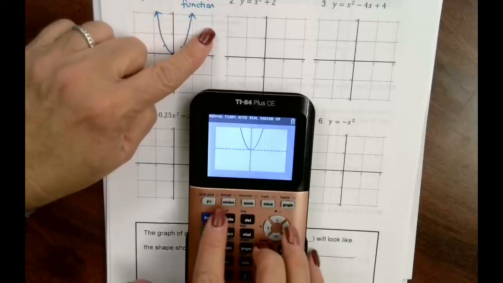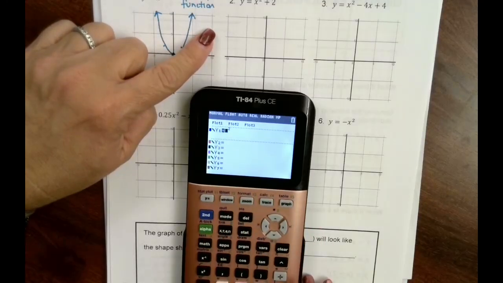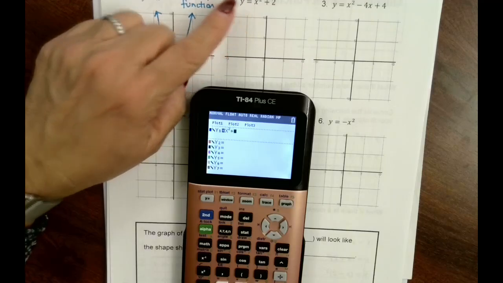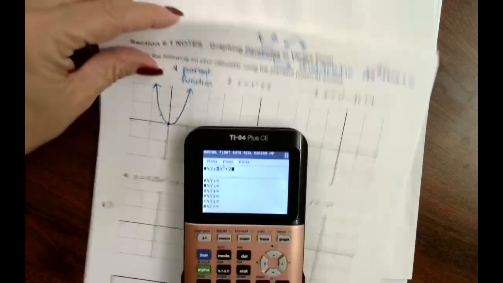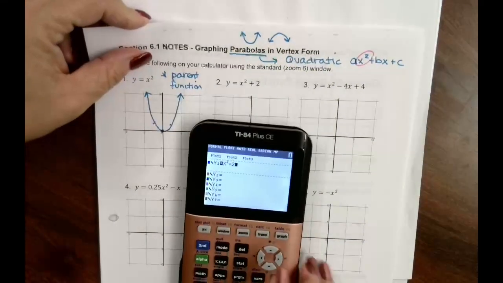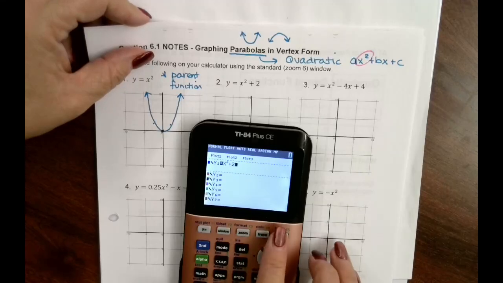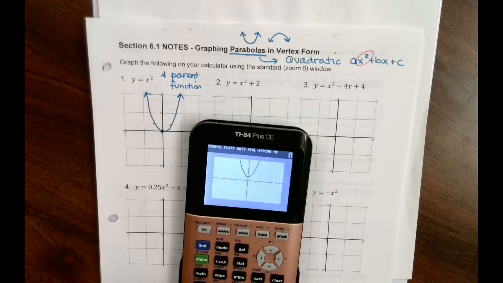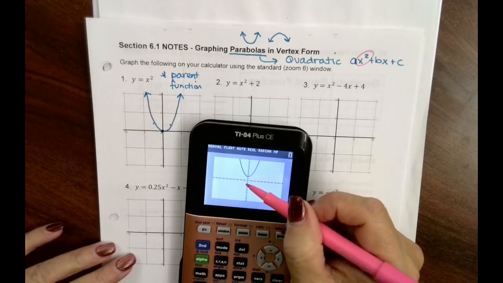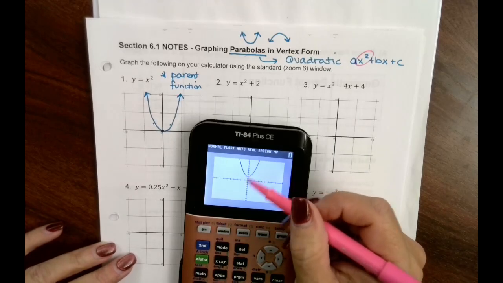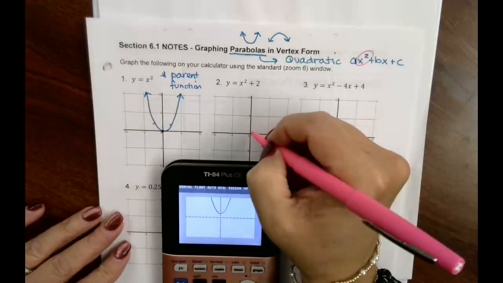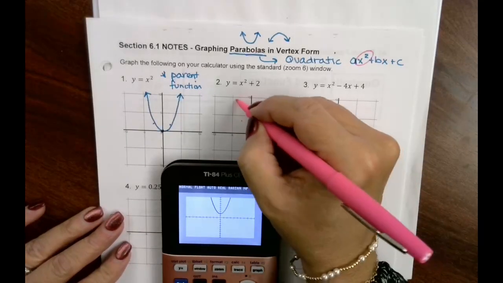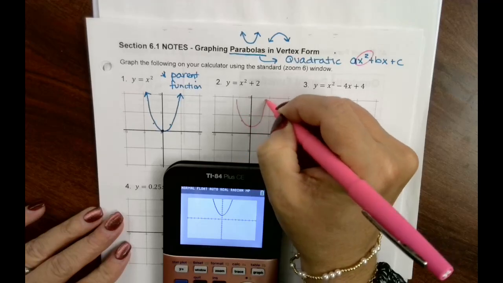So now I'm going to go back here, and I'm going to go to y equals, and it's still x squared, but this time I'm going to add a plus 2 on the end. So that's this second question right here. And I'm going to just hit graph because I've already got a standard window set. And now you see what happens is now this parabola starts up by 2 on the y-axis. So I'm going to go up by 2, so right about here. And then again, it's 1 over, and so my parabola looks like this.